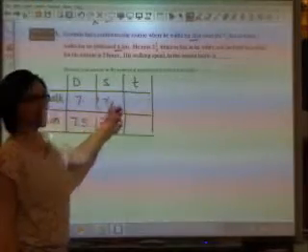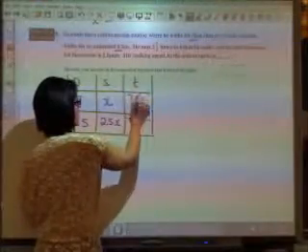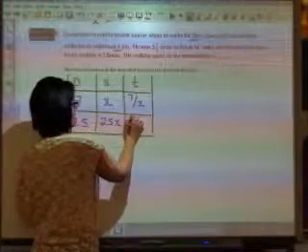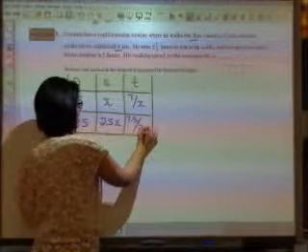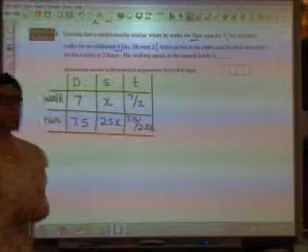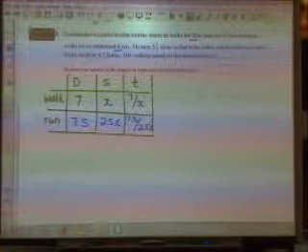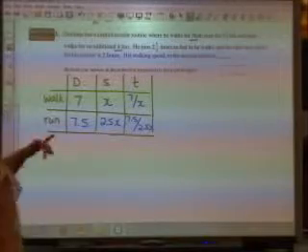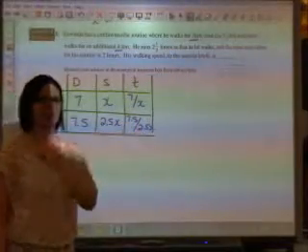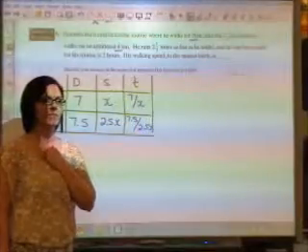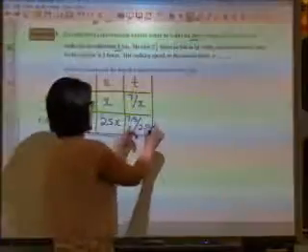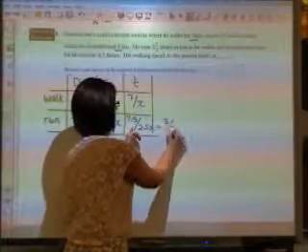Time would be the distance divided by the speed. So I'd have 7 divided by x, and 7.5 divided by 2.5x. And what's 7.5 divided by 2.5? 3. So this I could rewrite as 3 over x, and then I get rid of the decimals.